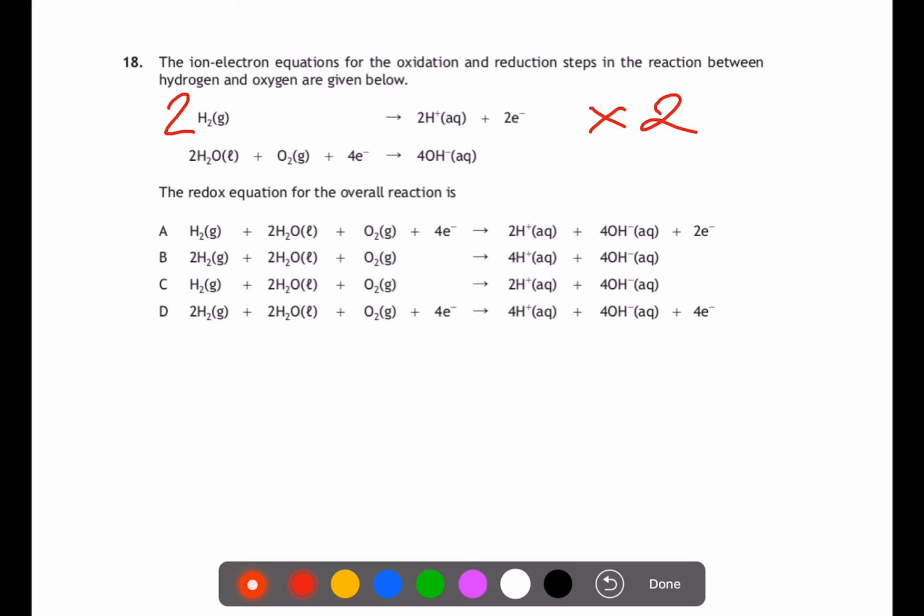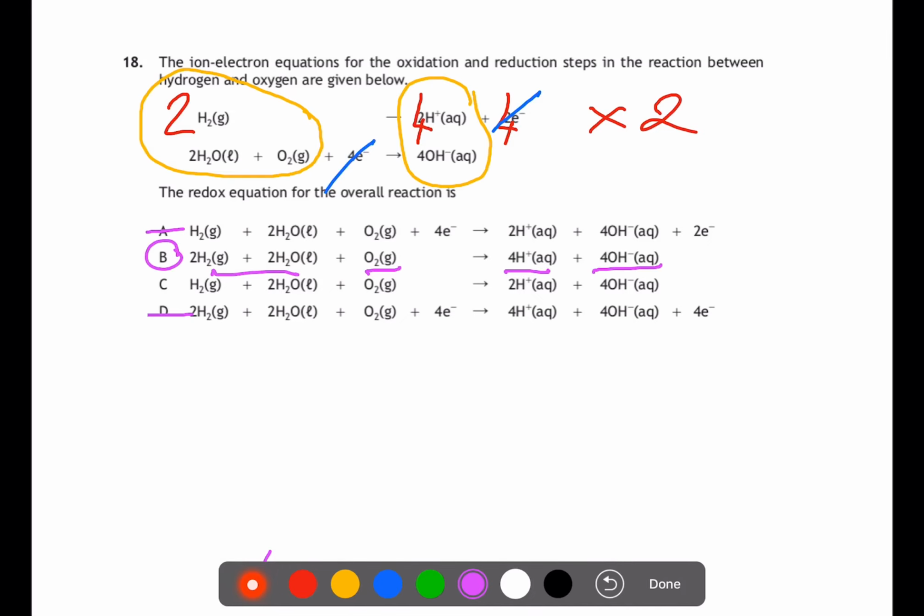So we'll have 2 hydrogen, 4 hydrogen ions, and 4 electrons. That means that we can now eliminate the electrons and we can add together everything that is on the left-hand side and then everything that's left on the right-hand side. So we're looking for an answer which has no electrons, so we can eliminate A and D, and we have to have 2 hydrogen, 2 water, 1 oxygen on the left, 4 hydrogen ions and 4 hydroxide ions on the right. So B is the answer.